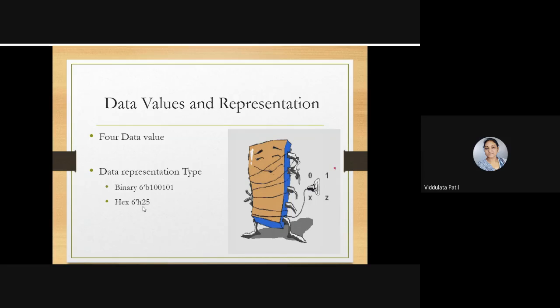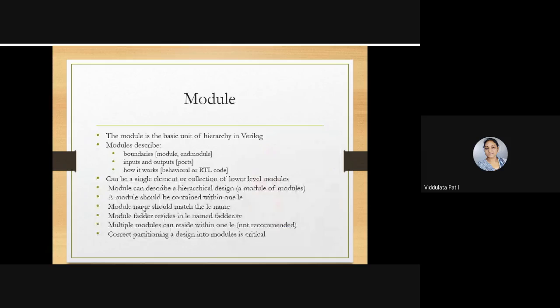Okay, now actually the main unit of Verilog, that is the module. So now we are going to see how we write a module. As I said, it is the basic unit of hierarchy in Verilog. The module describes boundaries, that means the first thing that we write in boundaries is decided with module and endmodule. Whatever we are going to write will be in between these two keywords, module and endmodule.